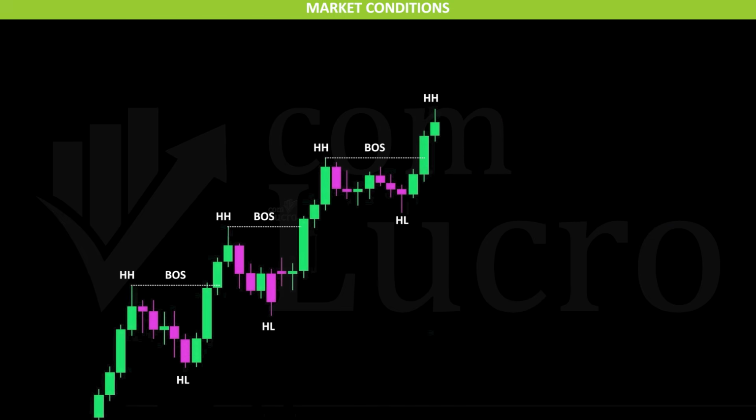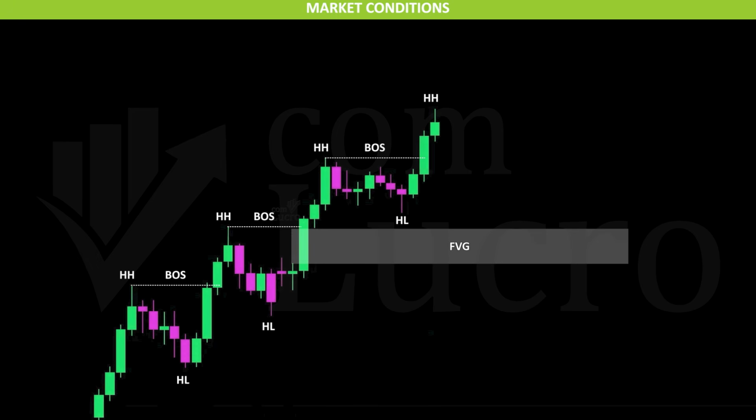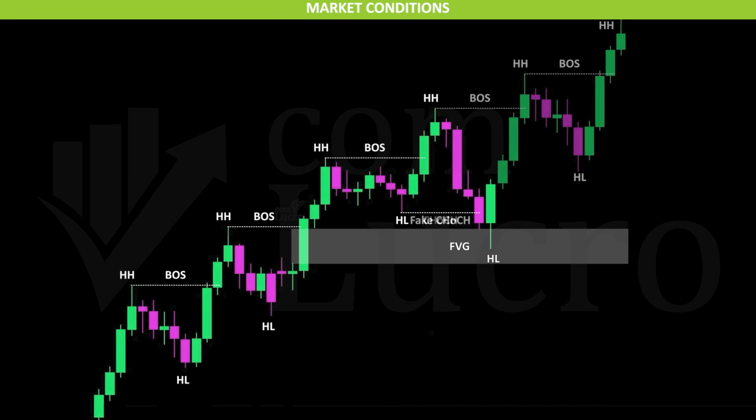The third trap is fair value gap mitigation. If a fair value gap exists below the swing low, price may drop to fill that imbalance before continuing higher. The move is only a reaction, not a structural shift, which again invalidates the change of character.